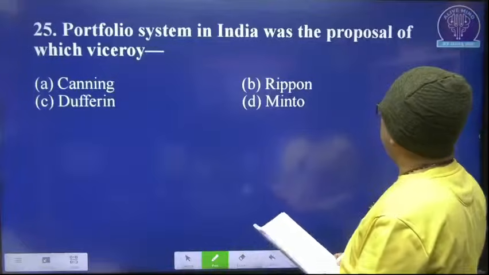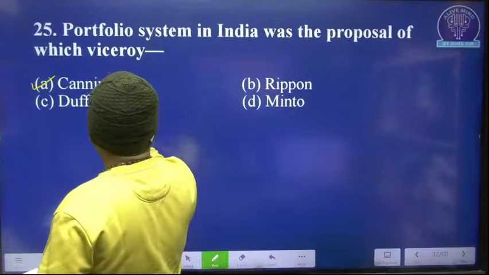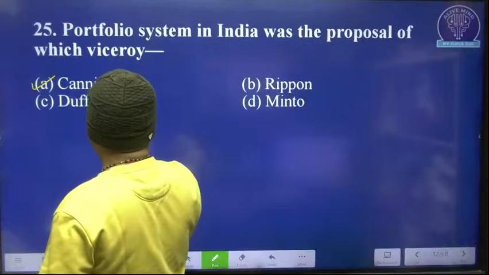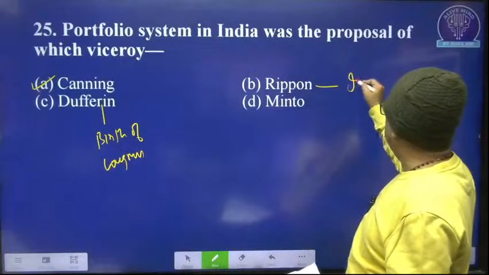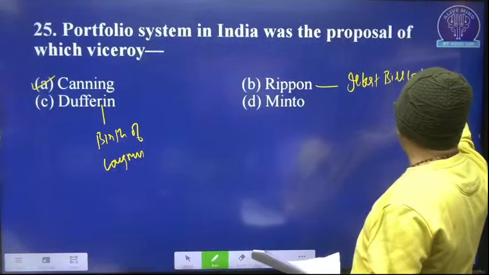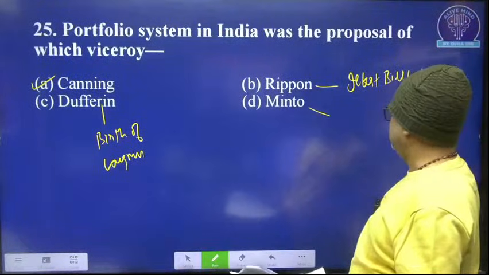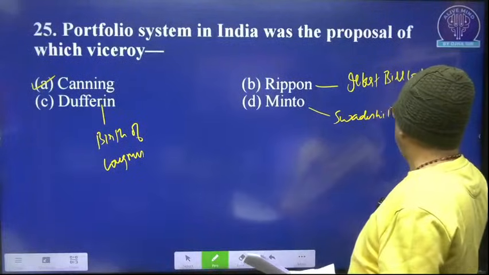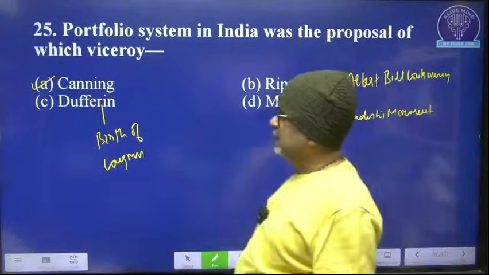25. Portfolio system in India was the proposal of which viceroy? Canning. For what was Dufferin famous? Birth of Congress, 1885. Ripon, Ilbert Bill controversy, which played a very important role in the birth of Congress. Minto, partition of Bengal, Swadeshi movement. So 25 answer is A.